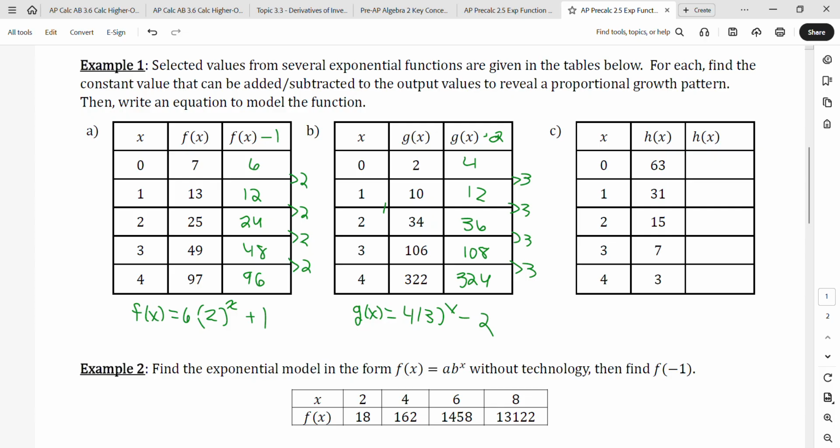And how about this last one? This last one is decaying. Wait, is it minus or plus 2? It is minus 2 because it's the opposite of what we do up here. Basically, I know the pattern is 4 times 3 raised to the x, but then to get these values here, I have to add 2. So to get to these values, I subtract it.